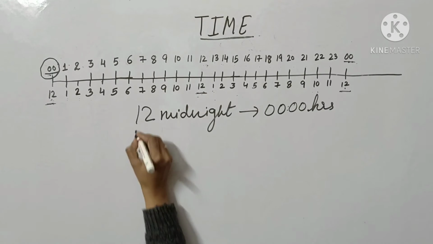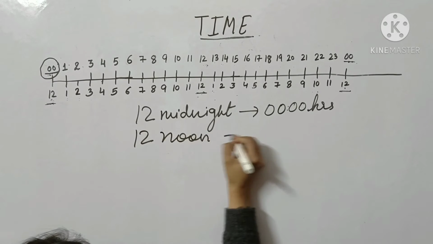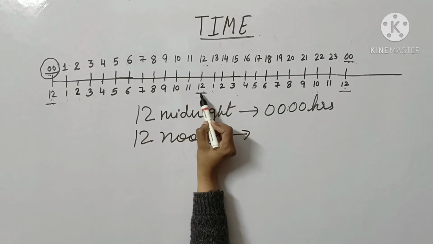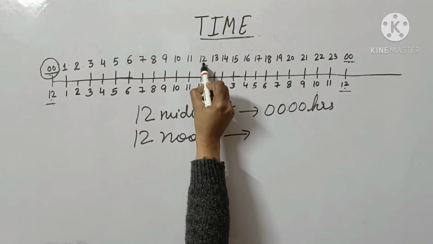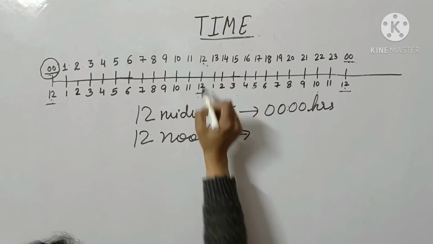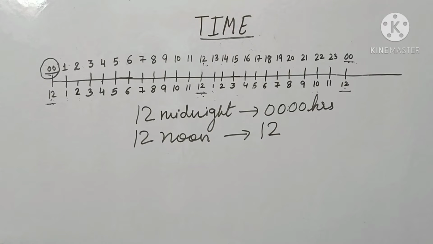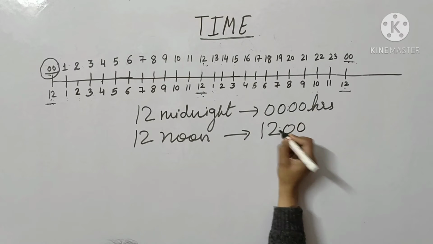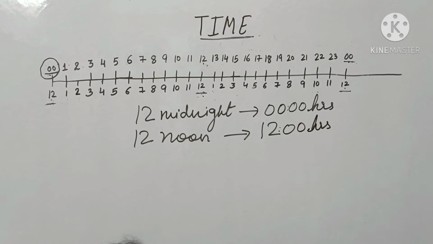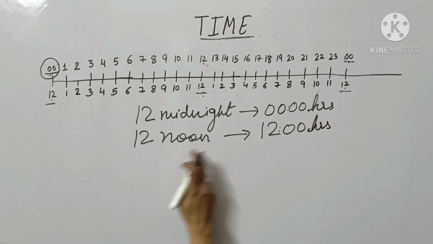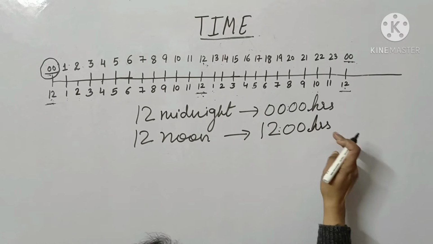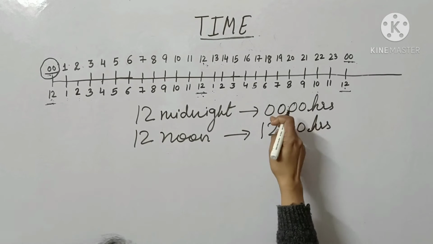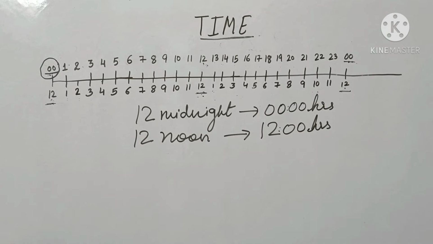And 12 noon, how we write? 12 noon, you can see here it is 12, here also it is 12. Same. So I will write 12 only. Here also both the needles are at 12. Not even a single minute has passed. So how many minutes? 0, 0. So I will write the time 12, 0, 0 hours in 24-hour clock time. 12 noon is written as 12:00 hours and 12 midnight is written as 00:00 hours. Understood?